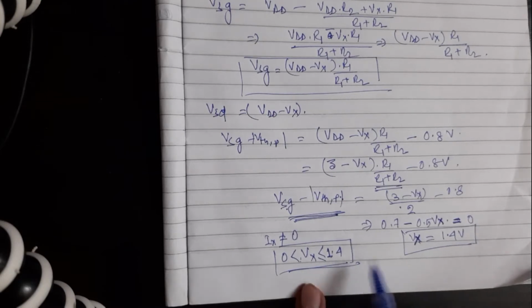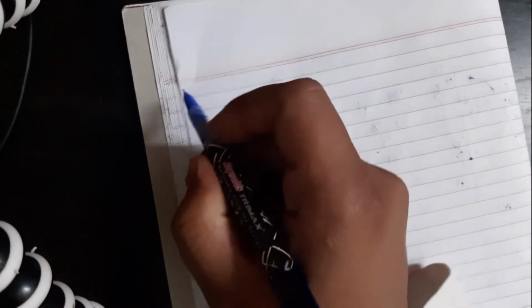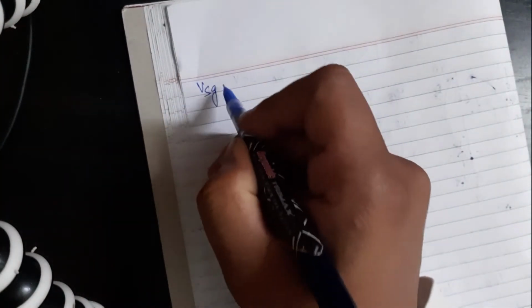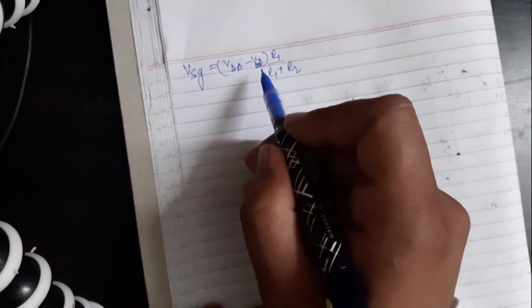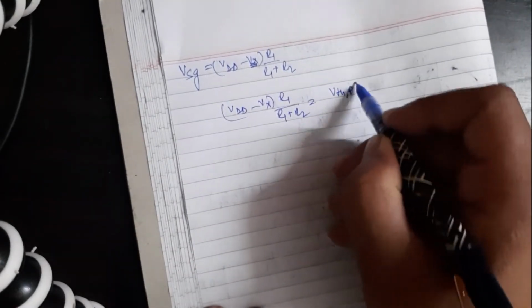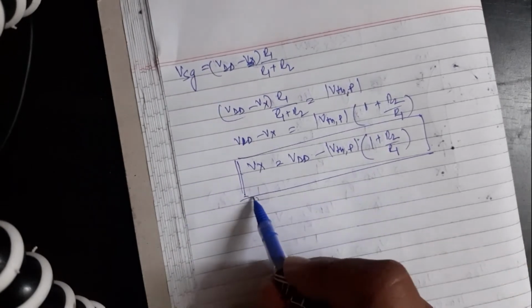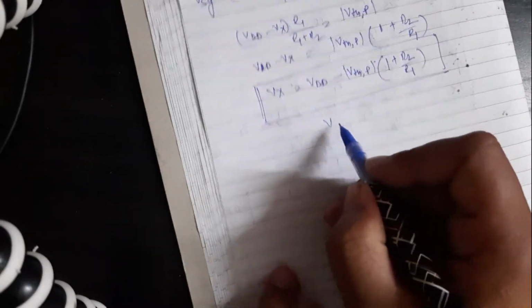So keep in mind, for this range I have considered R1 to be equal to R2. Now this may not be the case, so just for the sake of completeness, let us find out the general solution too. So we know VSG for our case was VDD minus Vx times R1 by R1 plus R2. To find out the range of Vx for non-zero current, we need to equate this to the threshold voltage. This is just the general form of the earlier result that we got. So let me write down the range.